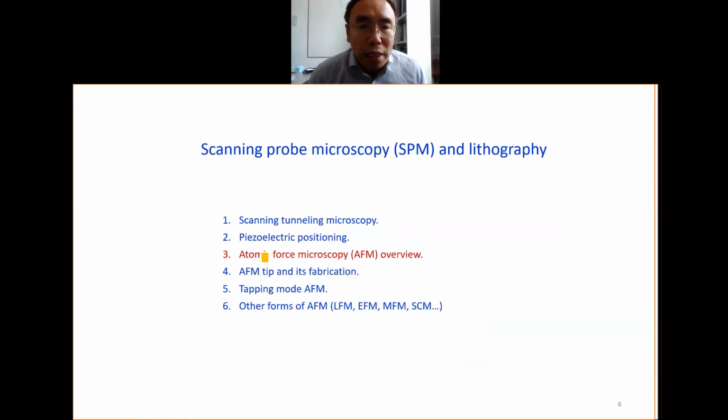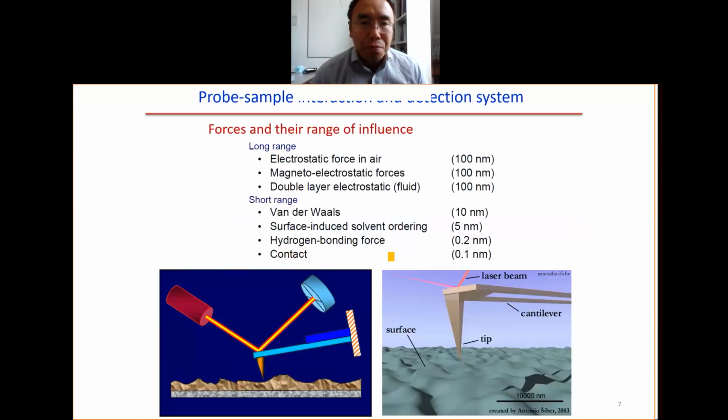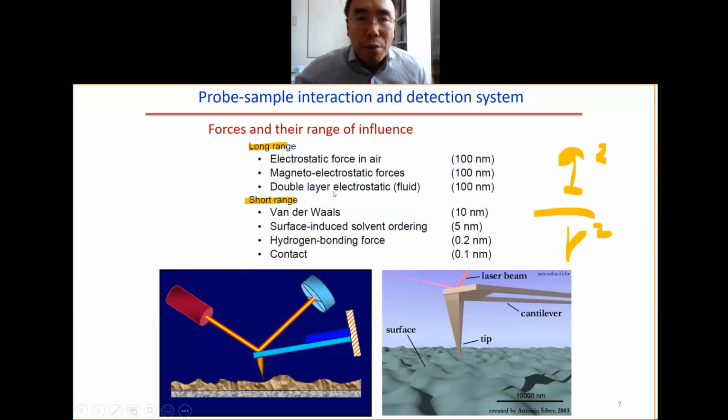And now we look at AFM, atomic force microscope. This one detects the force. There is the long-range force and the short-range force. The long-range force is the electrostatic force, the Coulomb force, something like this. Magnetic force is similar to this curve. And there is the double layer electrostatic force, which happens in a liquid. This is the long-range force.